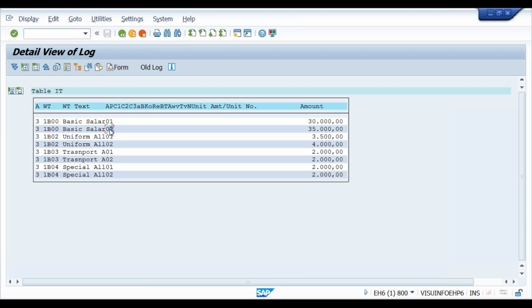Now you remove the split indicator and keep it blank here. Now for this wage type entry, the system always refers to the latest WPBP data, which may or may not be correct. So while you are playing with the split indicators, you need to be very cautious. You need to be very careful. So this is the first split indicator we are discussing.